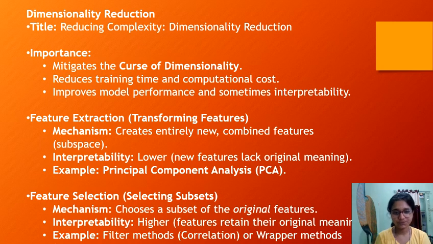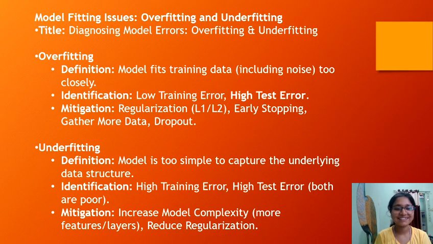Feature selection: selecting subsets. Mechanism: choosing a subset of original features. Interpretability: higher, features retain their original meaning. Example: filter methods, correlation, or wrapper methods. Now move to the next question.